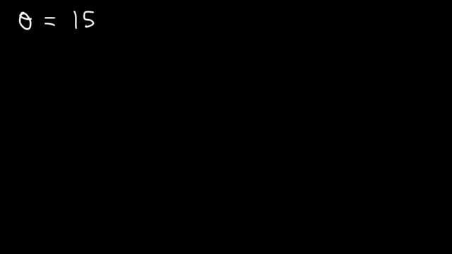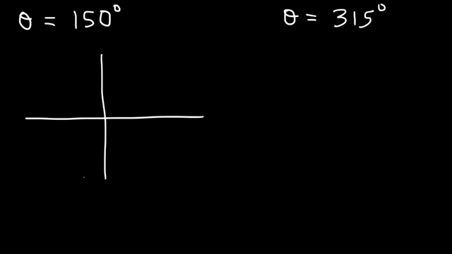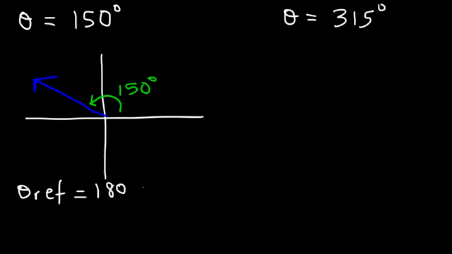Find the reference angle for 150 and also 315. So 150 is in quadrant 2. So this is 150. And to find the reference angle in quadrant 2, we can use this formula. It's going to be 180 minus the angle in quadrant 2, which is 150. And so the reference angle is 30. So 30 is between the negative x-axis and the terminal ray.